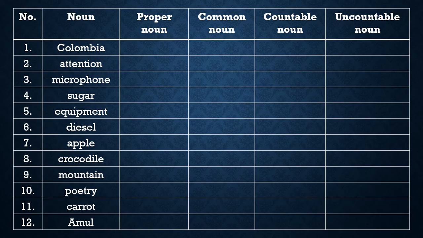Number 2 is attention. Number 3 is microphone. Number 4, sugar. Number 5, equipment. Number 6, diesel. Number 7, apple. Number 8, crocodile. Number 9, mountain. 10 is poetry. 11 is carrot. And 12th is Amul. I hope what you have to do is clear to everyone. And let's check the answers.